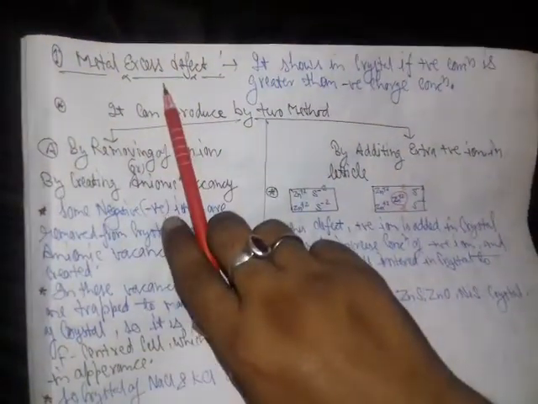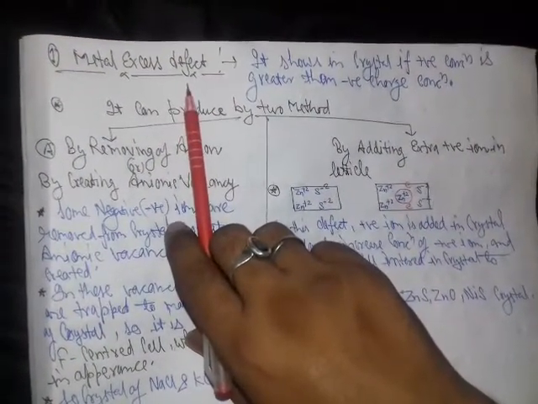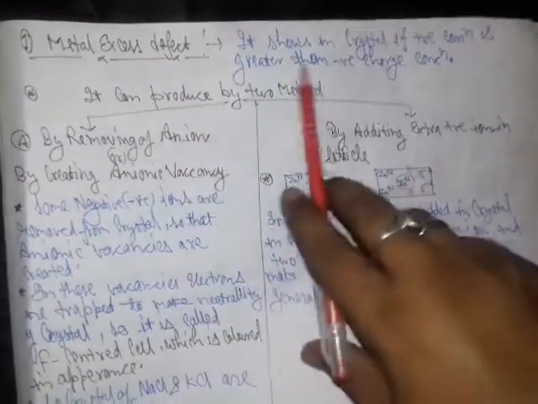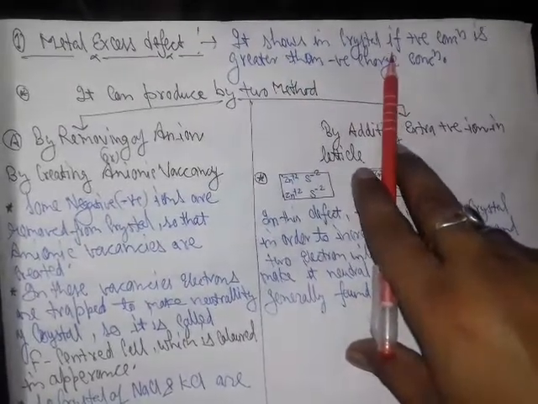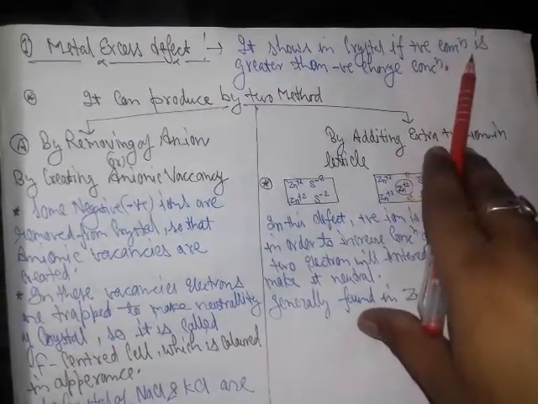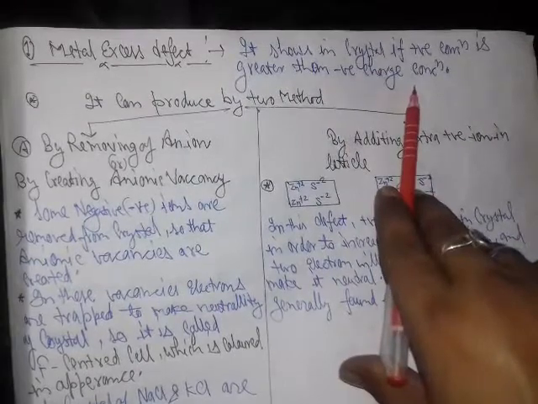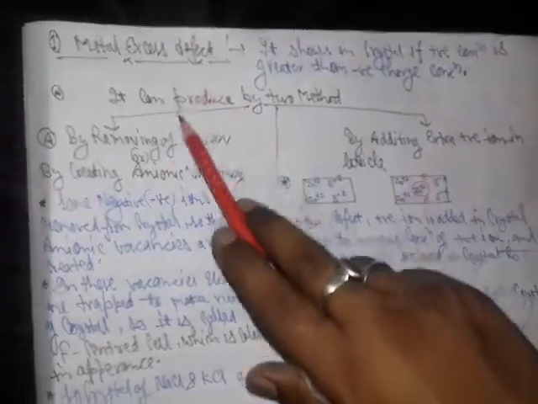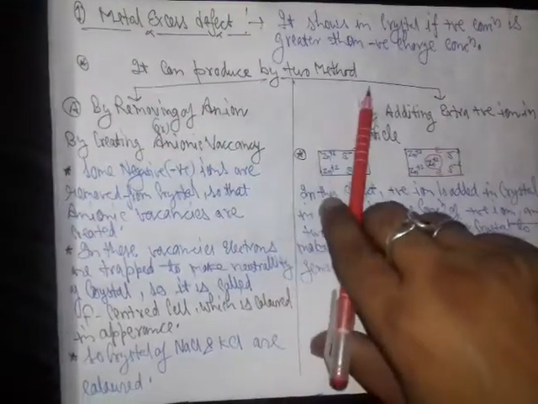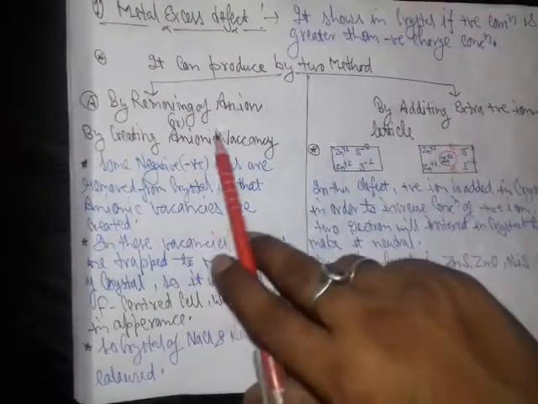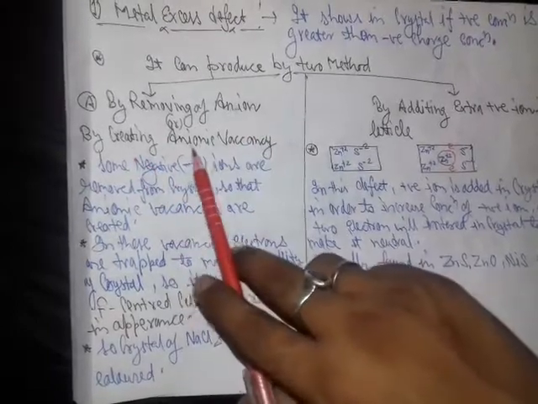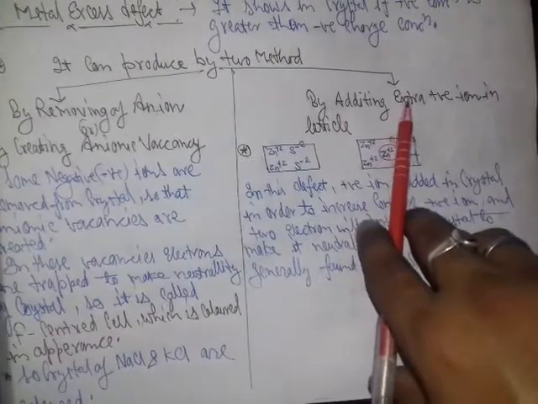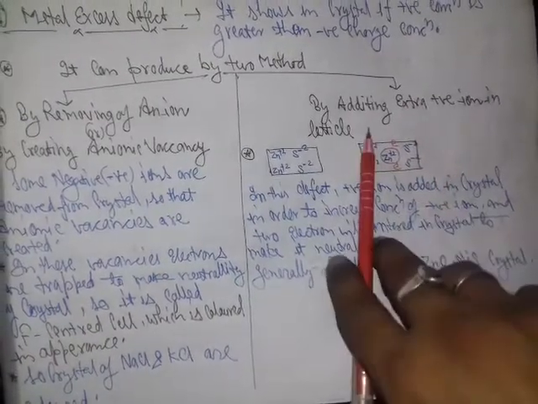And we are moving to the other section, that is non-stoichiometry. In non-stoichiometry there are two types, the first being metal excess defect. Metal excess defect shows that in the crystal, the concentration of positive ions is greater than the concentration of negative ions, then this type of defect is shown. It can be produced by two methods. First method, that is by removing an anion or by creating anionic vacancies. And second, by adding an extra positive ion in a lattice.